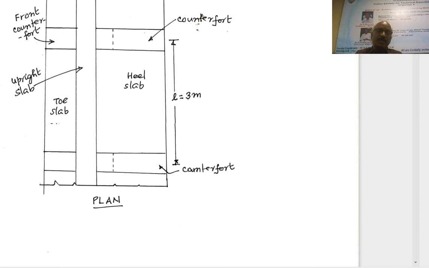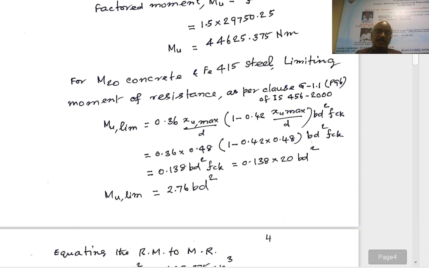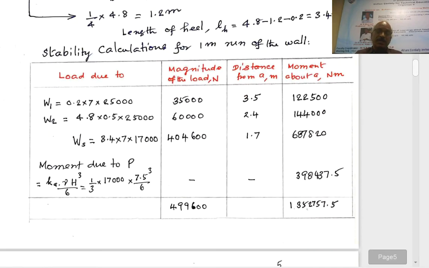We are going to find out the resultant of all these things. So that's what we have done earlier. Here also we are going to do the stability calculations for 1 meter run of the wall. So the upright slab: 0.2 into 7 meters into 25,000, into 1 meter length of course. 0.2 into 7 will be the area, into 1 meter will give you the volume, into 25,000 Newton per meter cube. So that gives 35,000.